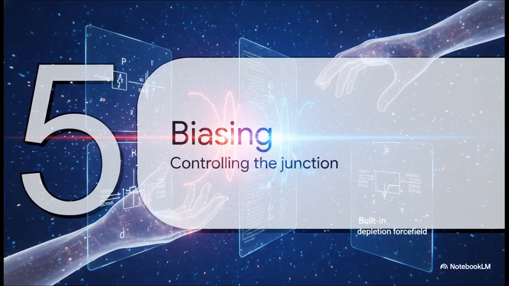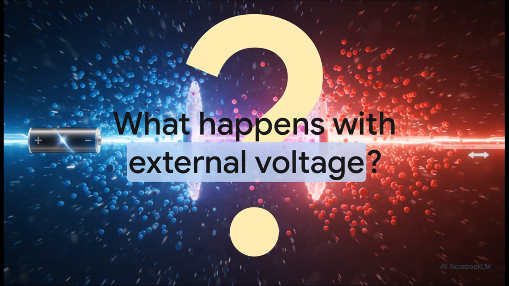Which brings us to section 5, forward and reverse bias. Now that we have this established junction with its own built-in depletion force field, we can actually exert external control over it. I want you to think about this for a second. What actually happens when you hook up a battery to this microscopic junction? How does that external voltage interact with the natural, built-in depletion force field we just talked about?